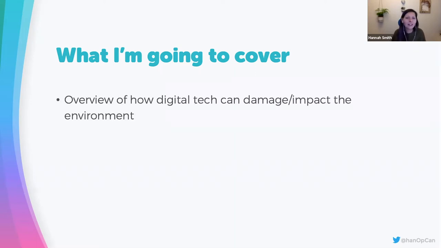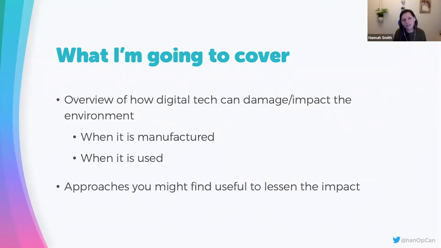So what I'm going to cover, I'm going to give us an overview of how digital technology can damage or impact the environment. It's not always clear or obvious. So I'm going to talk about some of the stuff we need to think about when tech is actually being manufactured and also when it is being used. And then littered throughout the talk are hopefully approaches that you will find useful to lessen those impacts. So I'm trying to keep it relatable, this talk.